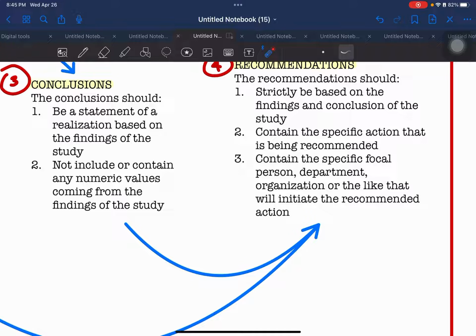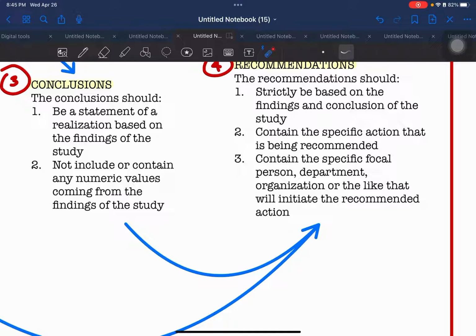Ano ang gusto mong i-recommend na action na gagawin based from what you have found sa summary of findings and the conclusion of your study. So, it should be clear kung ano yung gusto mong ipagawa. Okay? So, that is what we mean by specific action, the action should be specific in your recommendation.